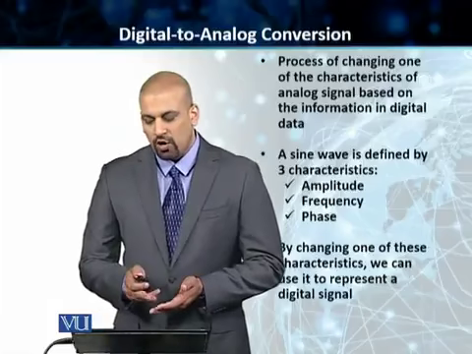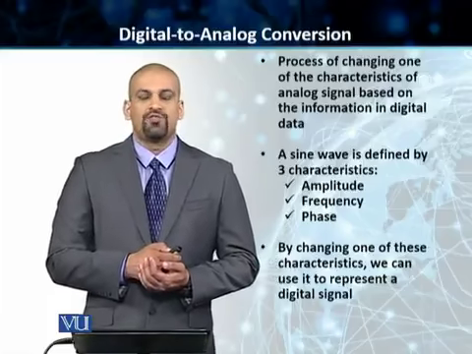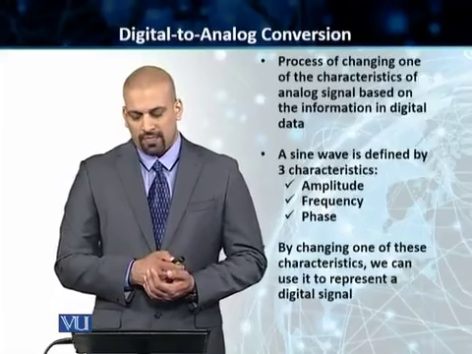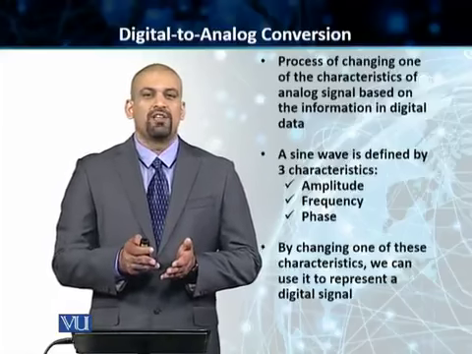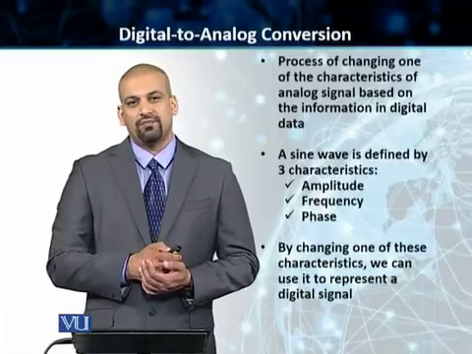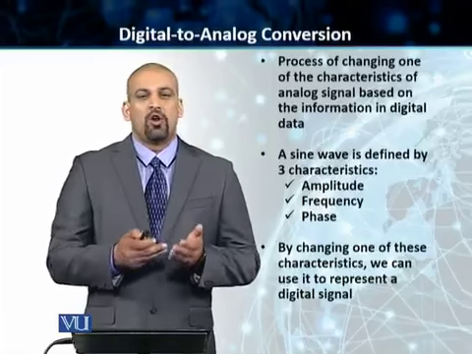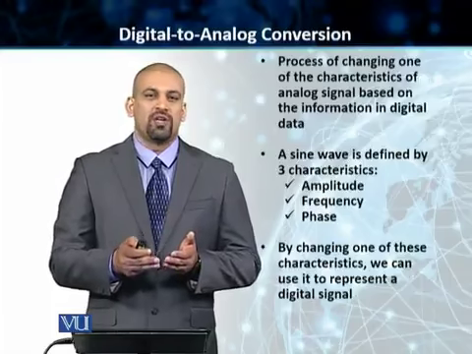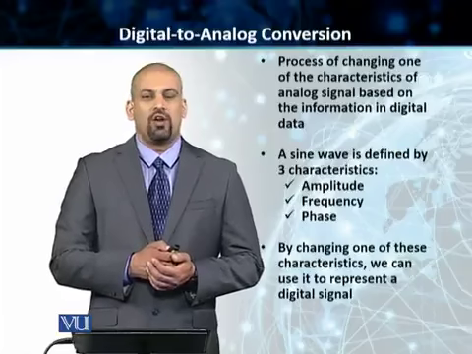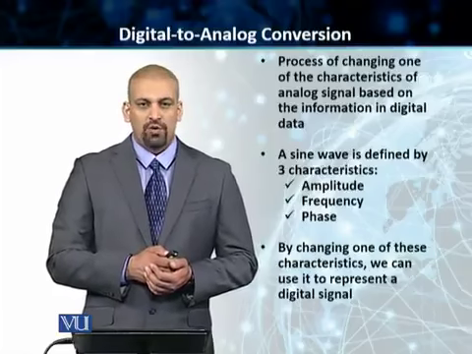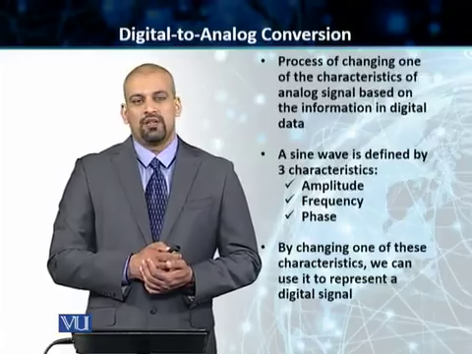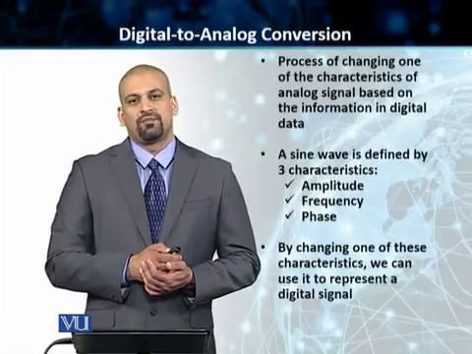Students, digital to analog conversion is the process of changing one of the characteristics of the analog signal. And we do that based on the information that's contained in the digital signal. Students, we studied the characteristics of an analog signal, and there were three distinct characteristics of an analog signal. The first one was amplitude. Then we had frequency, and then we had phase.